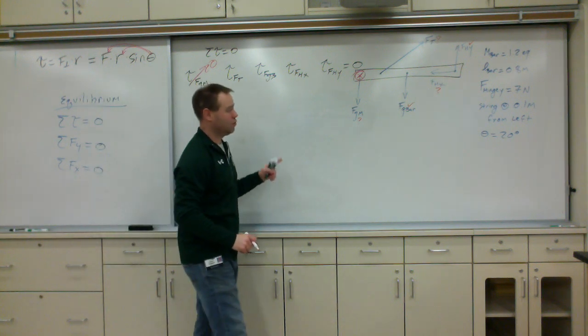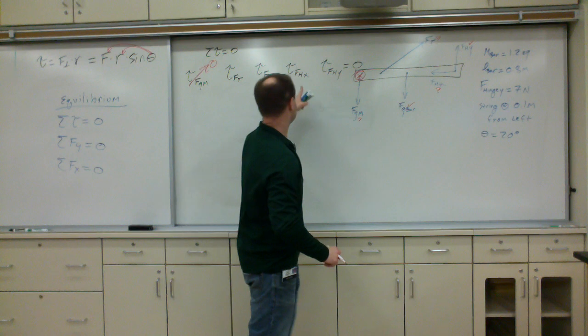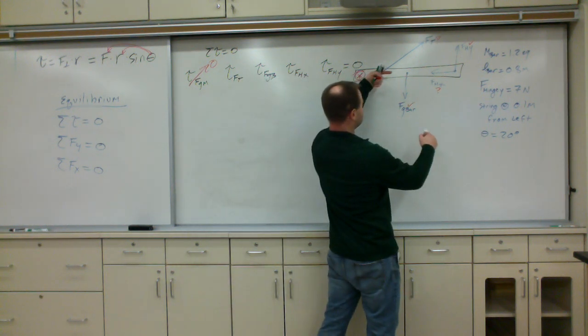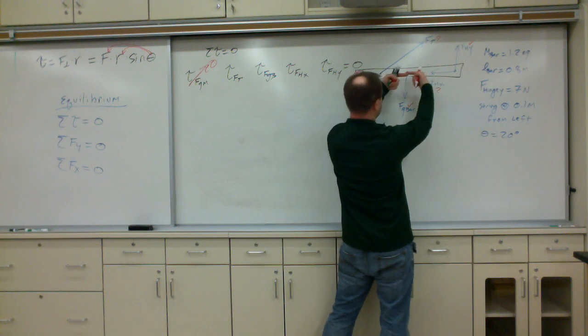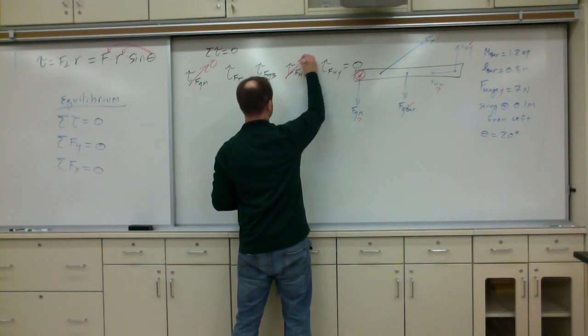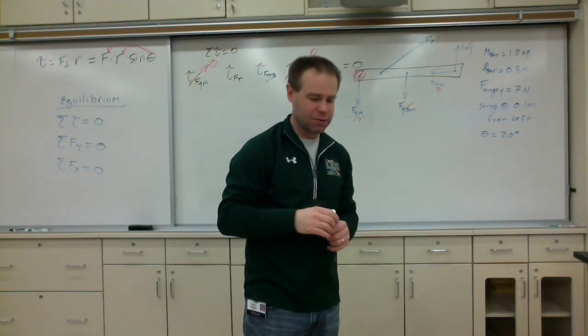The other torque that's going to be 0 is the torque from force hinge x. So this is going to be 0, and the reason for that is because the radius points this way and the force hinge x points that way, and they are not perpendicular at all. So this is going to be 0 as well. Now we can take a minute and think about our pluses and minuses.